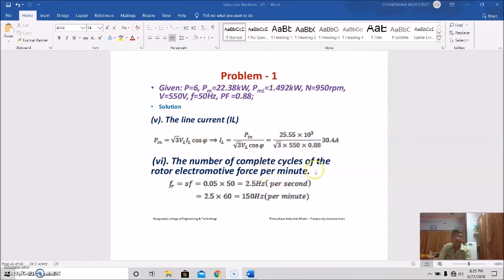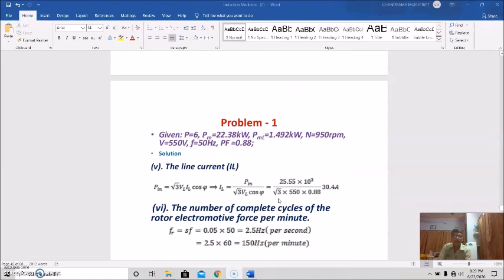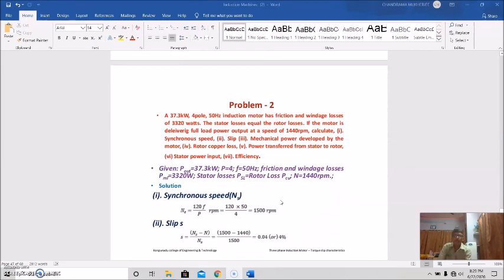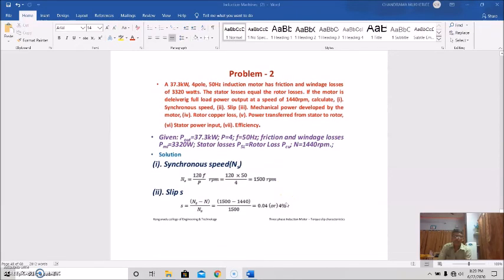Now, the number of complete cycles of the rotor electromotive force per minute. This is f equal to S into F, so this is 2.5 hertz, that is per second. If you convert it into minutes, 2.5 into 60, so 150 cycles per minute. So that was the problem given, and this is discussed. I hope you will understand it.